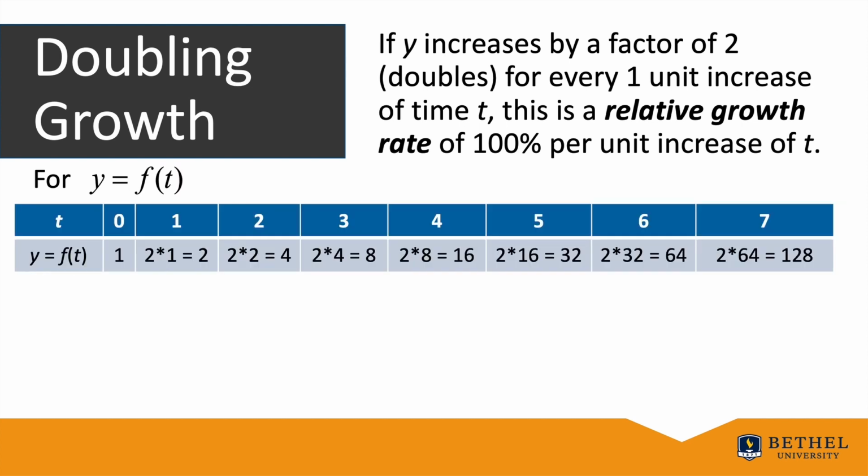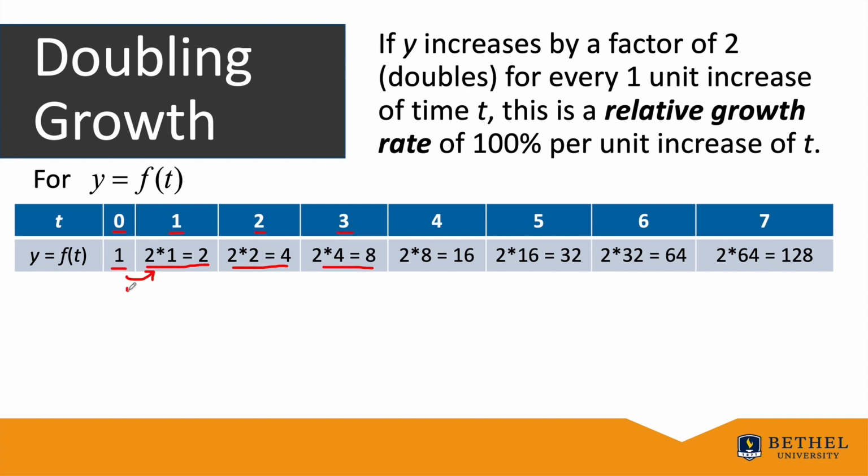We want our function to be of the form y equals f of t. Here's a table of values. If we assume our function starts out with a value of 1 when t equals 0, then it has to double to 2 when t equals 1, then double again to 4 when t equals 2, double again to 8 when t equals 3, etc.